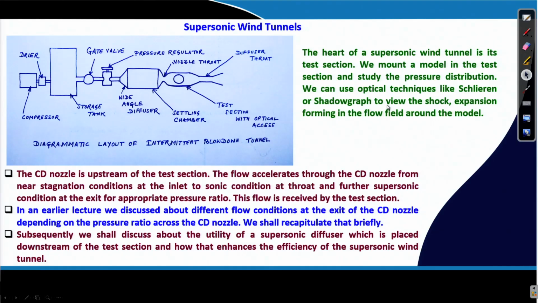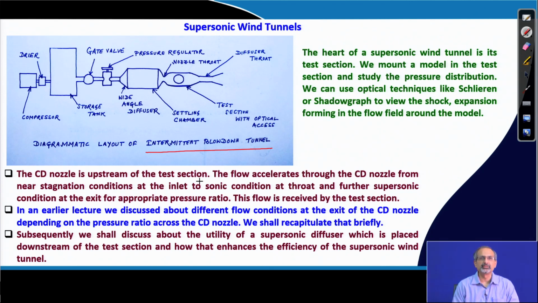In this lecture, we will continue our discussion on supersonic wind tunnels. In the last lecture, we had initiated discussion about the intermittent blowdown type tunnel, and we had briefly looked at the different components which comprise the tunnel and the tunnel's utility. Remember that here we run the compressor, fill up the storage tank and keep it ready for a short blowdown or run of the supersonic tunnel, which may last only a few seconds.